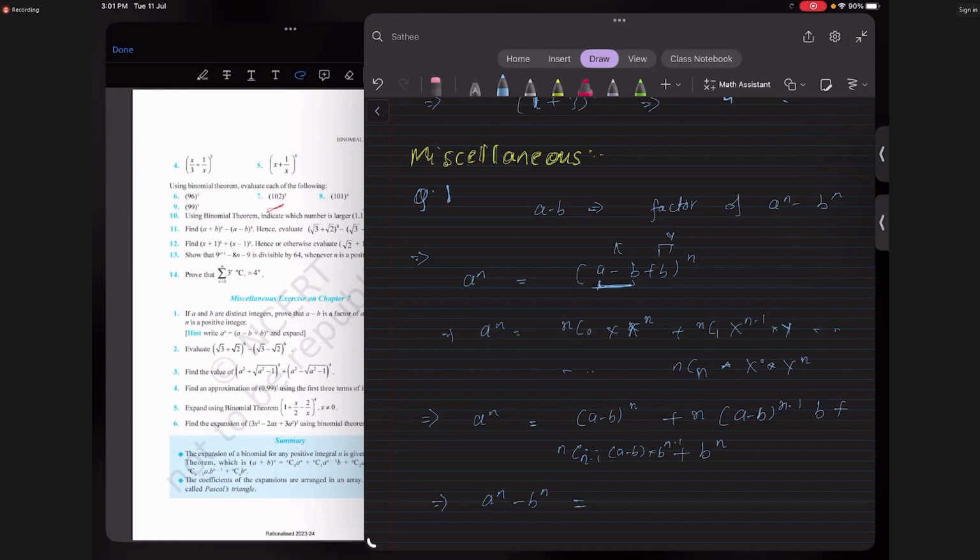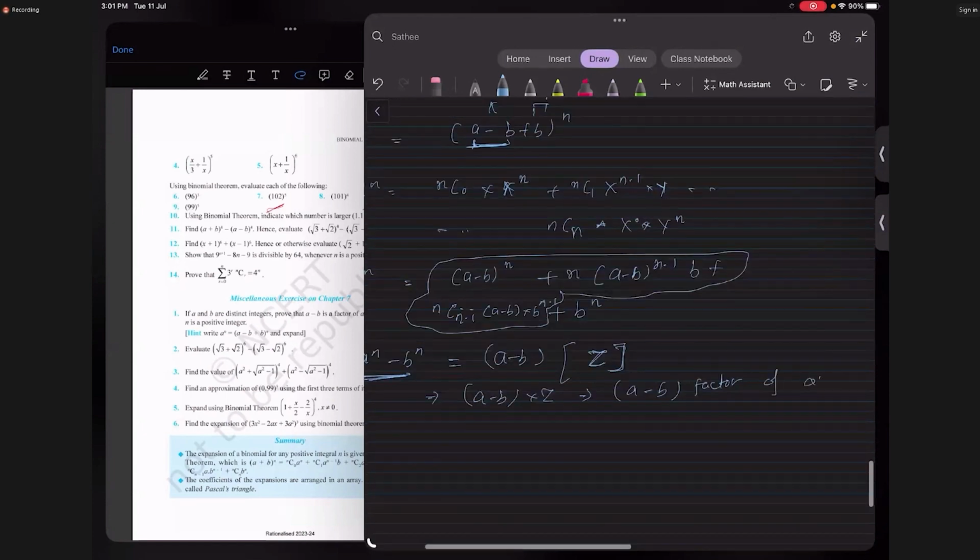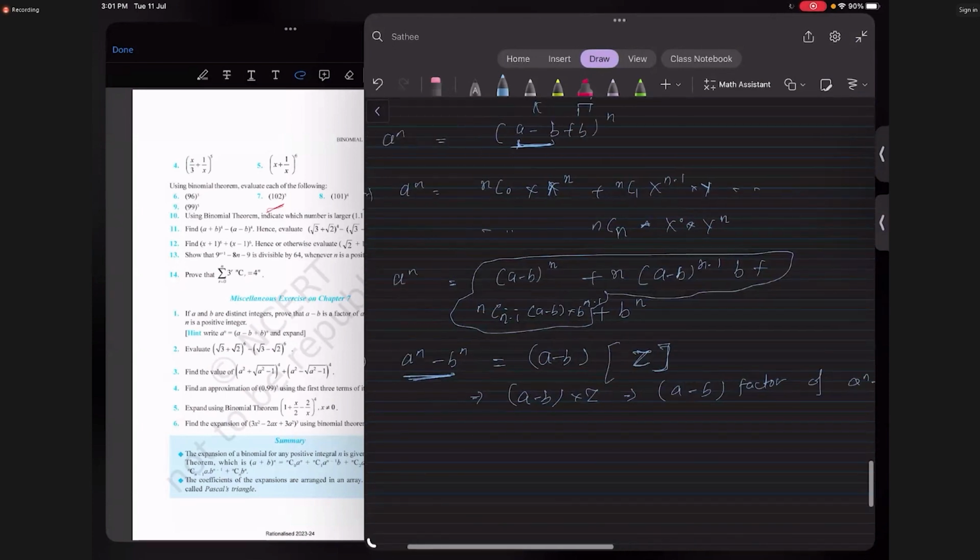So in the remaining terms, from here to here, you can take a minus b as common, and the remaining would be something called z. So you can say that a to the power n minus b to the power n can be written as a minus b into z. So a minus b is a factor of a to the power n minus b to the power n. So this was the simple proof for this part.